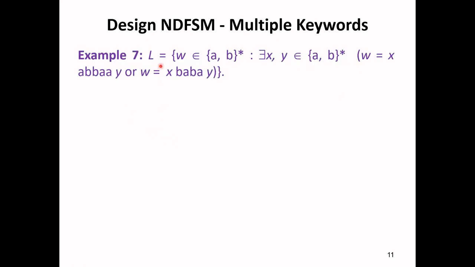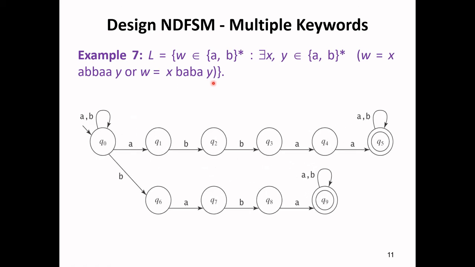This language contains strings of A's and B's such that some X, Y belong to A or B including epsilon, and W is equal to X ABBAA Y or W is equal to X BABA Y. The NDFSM obtained is, you can see here, before these two strings we have X and after these two strings we have Y.